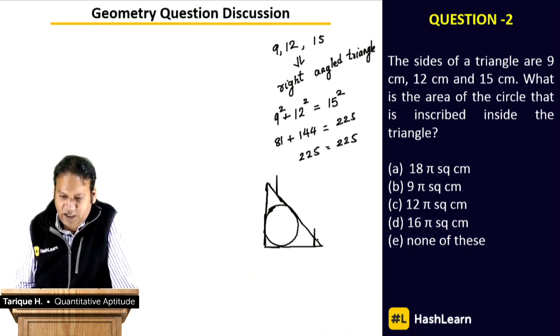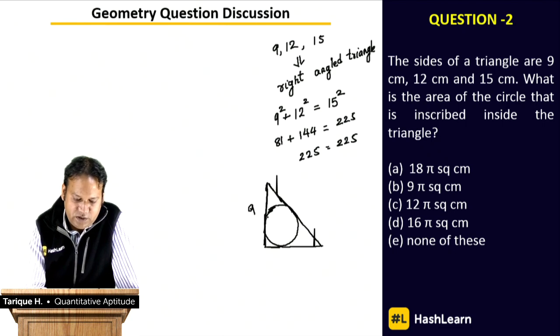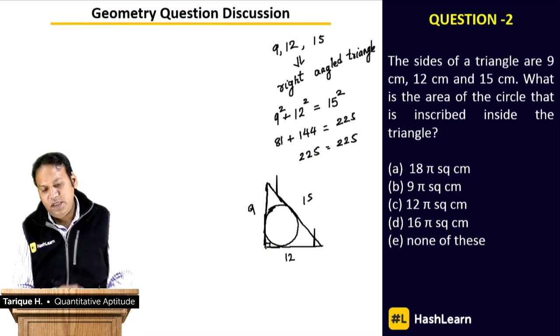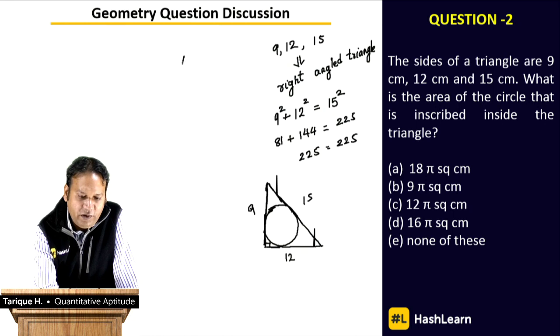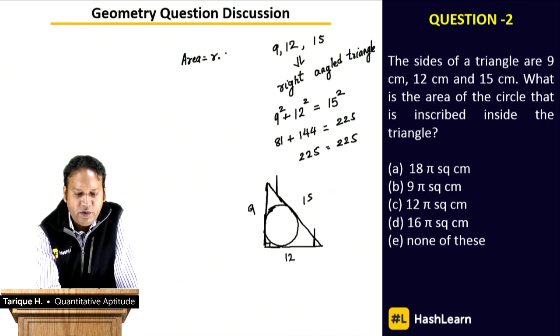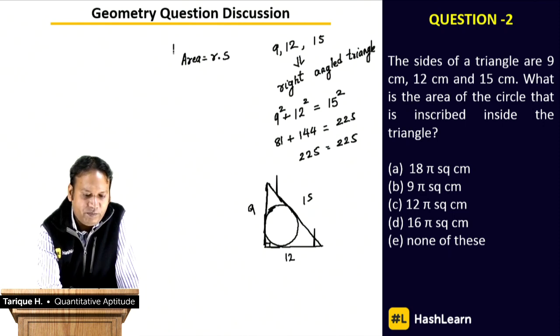So we have this triangle and let's say this side is 9, this is 12 and this is 15, and this is a right angle triangle. So what is the area of the circle? Now you should know that the formula of the area of a triangle is also equal to R into S. If you don't know, you can note down this formula.